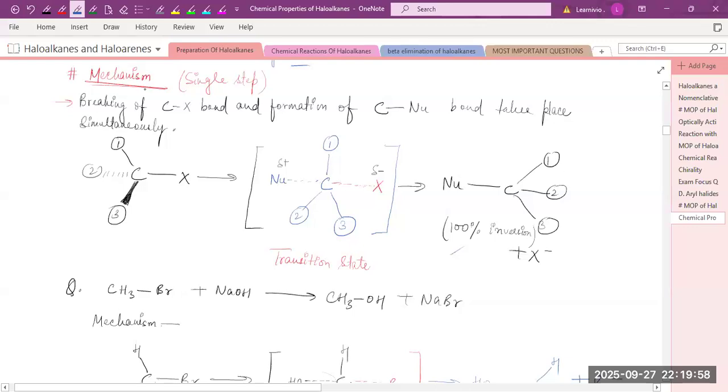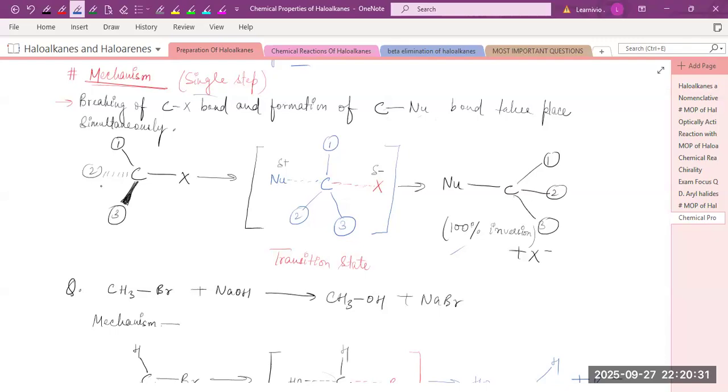Okay, now let's see how you will get 100% inversion product by the mechanism. As you know, it's SN2 है, तो SN2 means single step. So 2 doesn't mean that it's a step, 2 step नहीं show करता. 2 is basically the molecularity or order. So single step होते हैं, and here the breaking of the CX bond and the formation of the new bond between this carbon and the nucleophile take place simultaneously. Now let's see how it occurs.